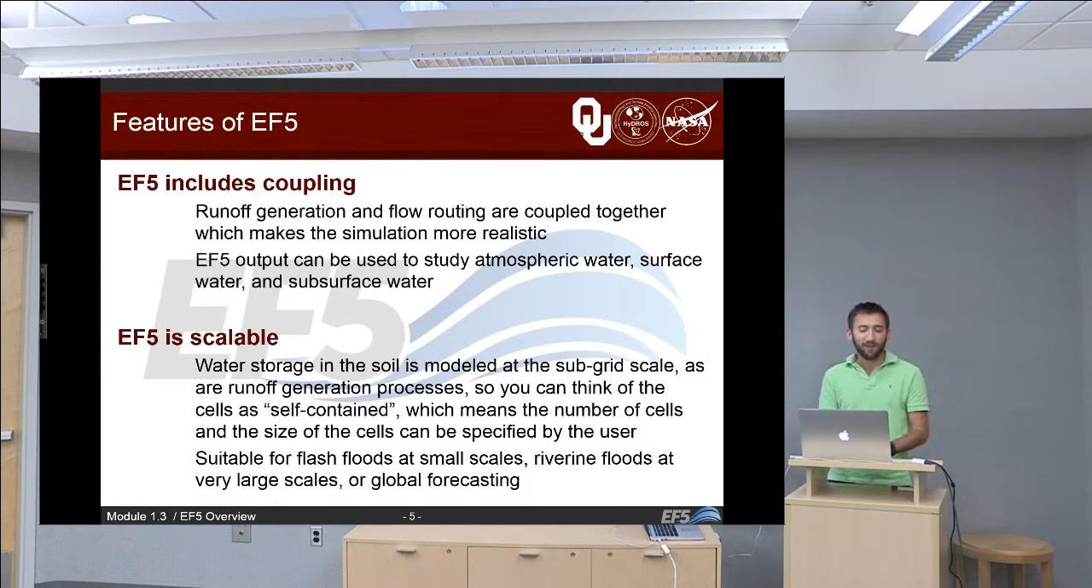It's also a very scalable model, so inside each grid cell, the water storage in the soil is modeled, and so that means that you can think of those cells as self-contained. Each one is kind of its own model, and that means that the number of cells and the size of the cells can be specified by the user without adversely affecting the model accuracy. Instead, all it really affects is the amount of time it takes the model to run. And so that means that EF5 is suitable for flash floods at small scales, riverine floods at very large scales, or even global forecasting. And in fact, EF5 is being used currently in all of these different applications in various areas of the world.